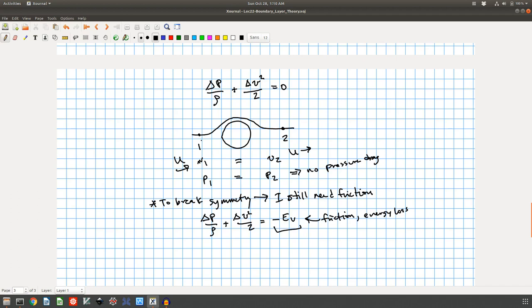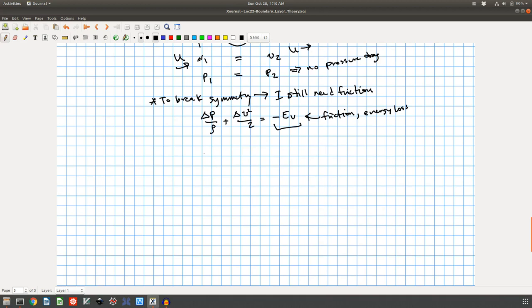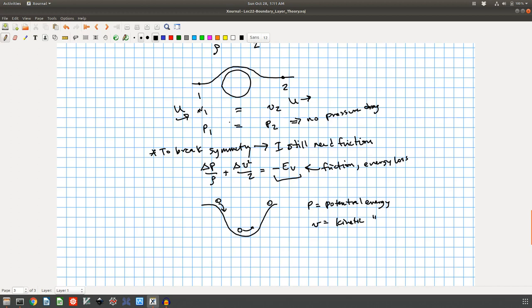Right? One way to think about this is what we sometimes call the ball on a hill analogy. So imagine I have a hill here, I have a ball, and I start it rolling down. Okay? It's going to roll back up. Right? So the pressure here is like the potential energy, and the velocity is the kinetic energy. All right? And so what happens is, as I'm going around the streamline, I actually speed up. Okay? Pressure goes down, and then the pressure comes back up.